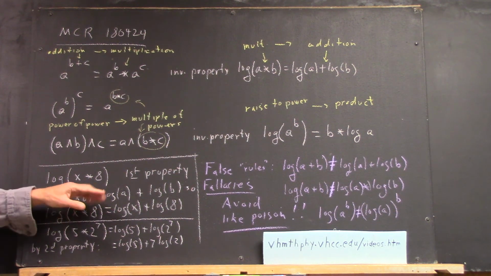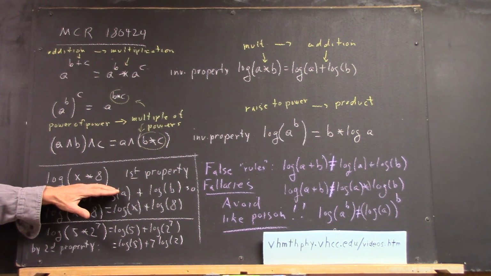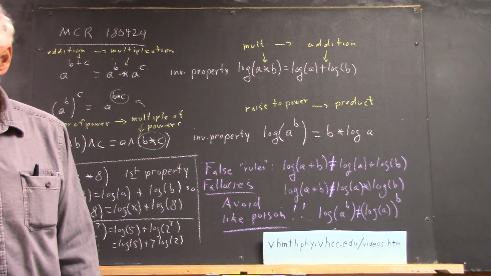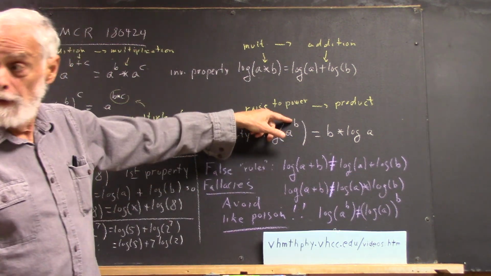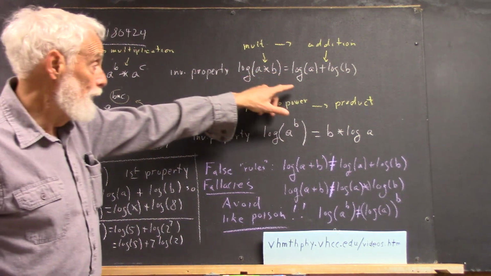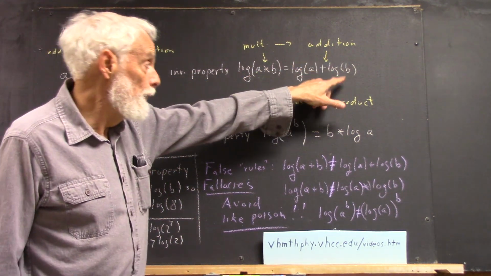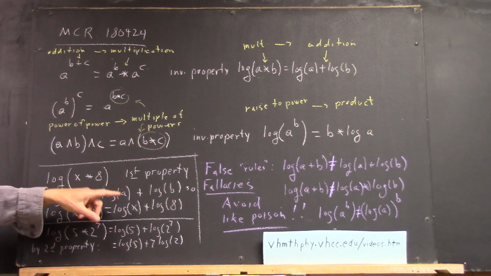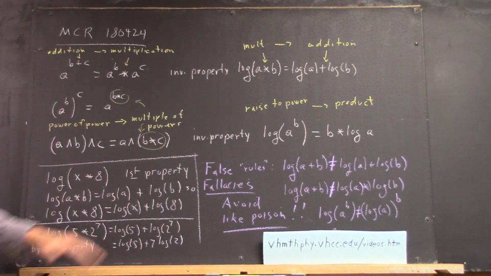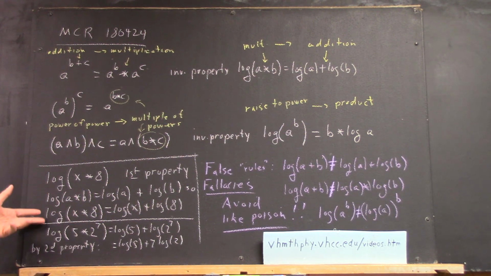Okay, what do you do with the log of x times 8? Which property applies to the log of x times 8? Well, that'd be a log of a times b, right? There's no power involved, so it's got to be this. And the rule says that that's got to be the log of a plus the log of b. In other words, the log of x plus the log of 8. Now here it is written out in more detail with more explanation, but it's a very straightforward application of the property.